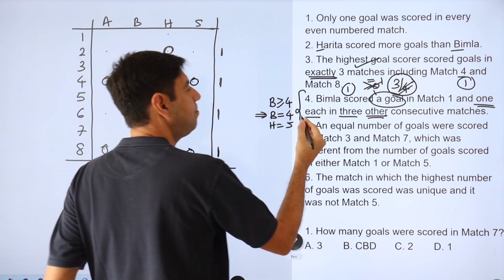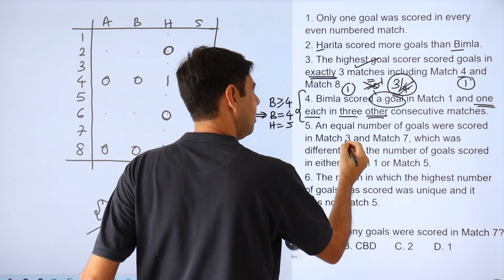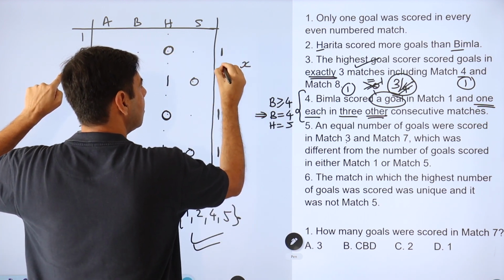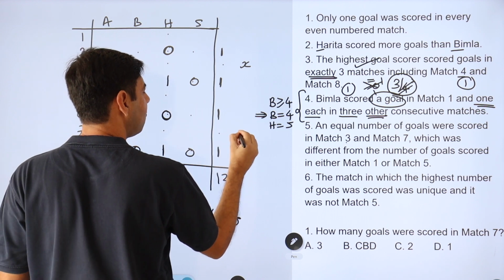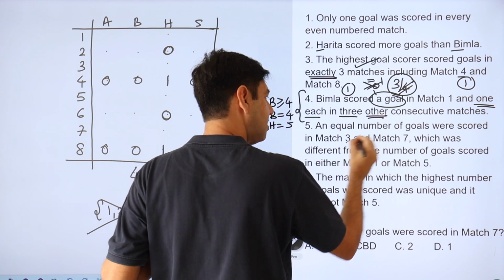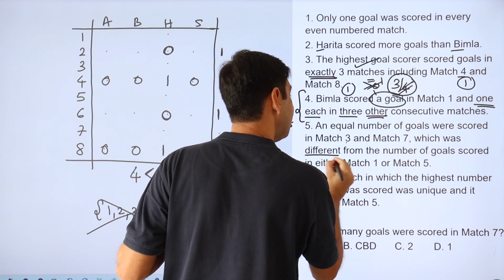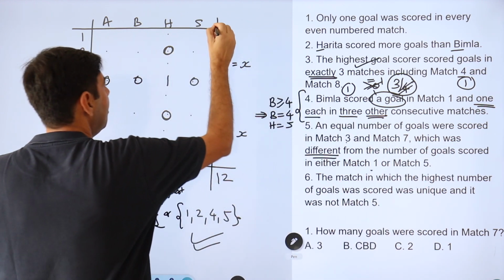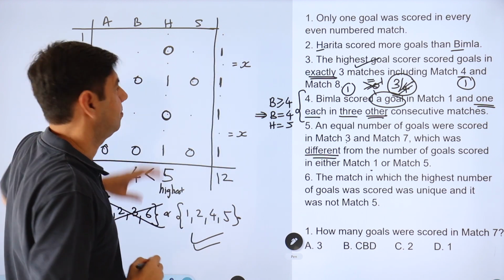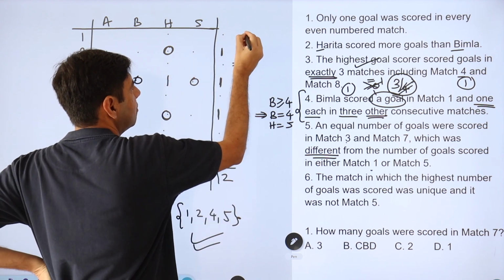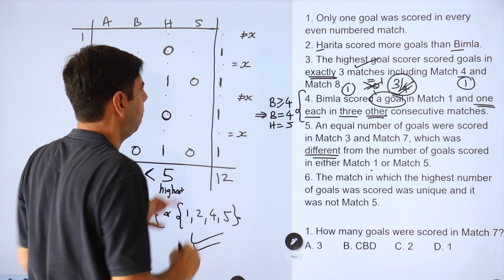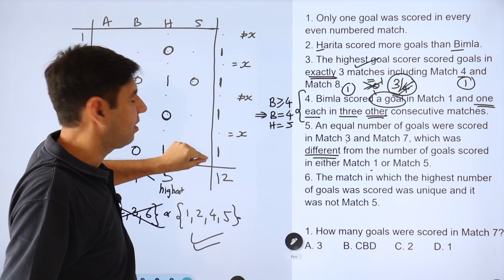Okay, continue. An equal number of goals were scored in match 3 and 7. So in 3, whatever was scored total was the same as what was scored over here. Okay, so they both are the same. And not just that, it is different from what is scored in 1 or 5. So 1 or 5, whatever is here, this is not going to be x. So I'm not writing it. This is not equal to x, and this is also not equal to x. Whatever are goals here, these are the missing goals now.